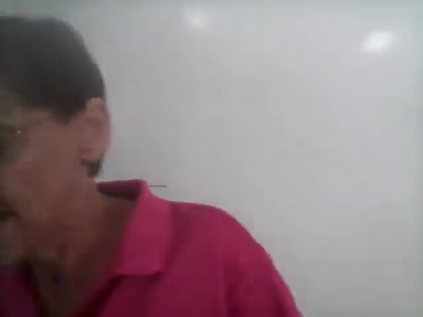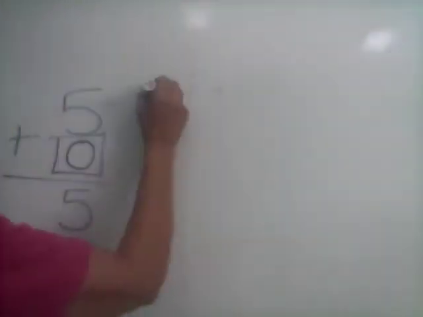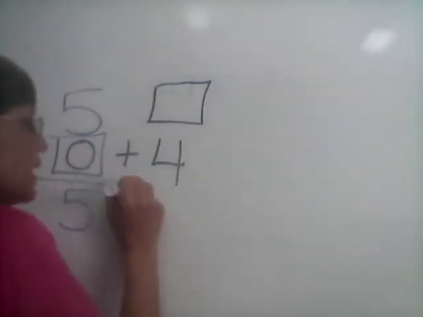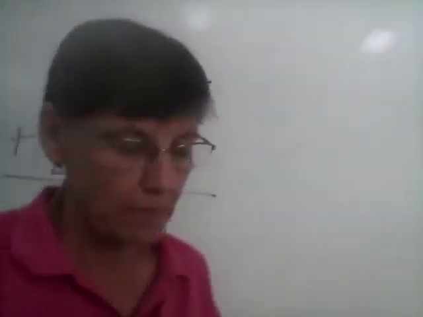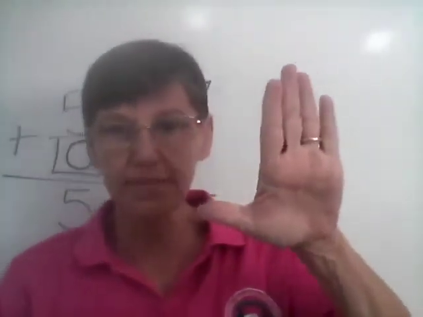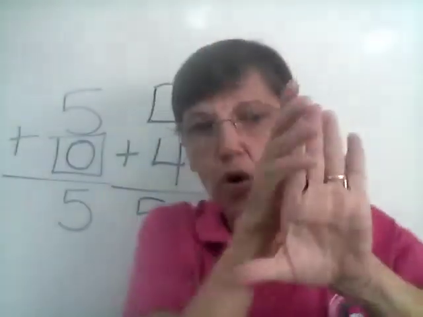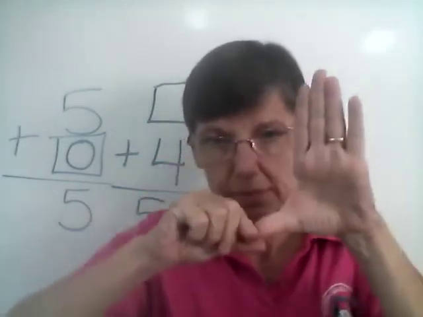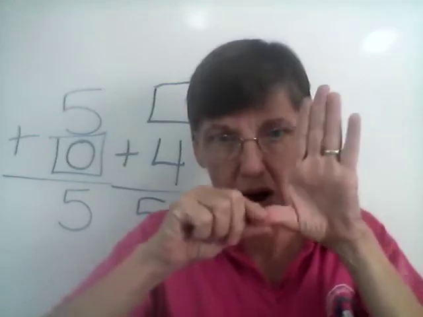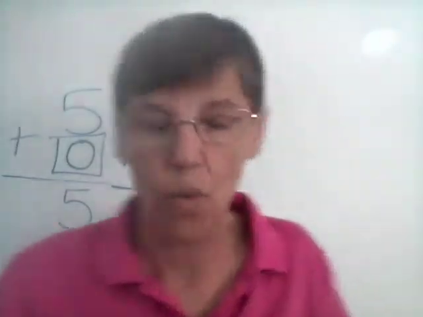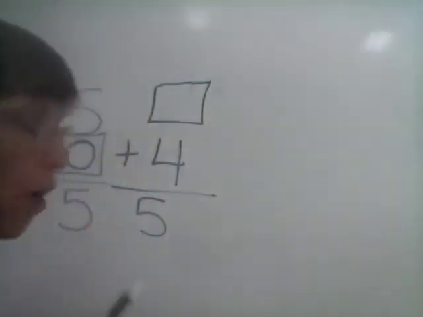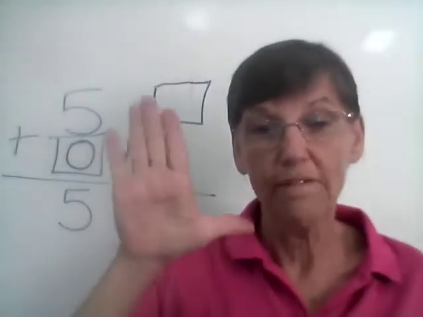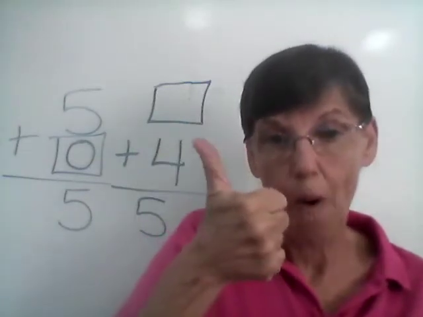Let's do the next one. The next one says something plus 4 equals 5. Okay. 5 fingers here, right? 4. 4 plus how many makes 5? 1, right? 1. 4 plus 1 makes 5. Or you can do it this way. 5 take away 4. Ooh. 5 take away 4 is 1.